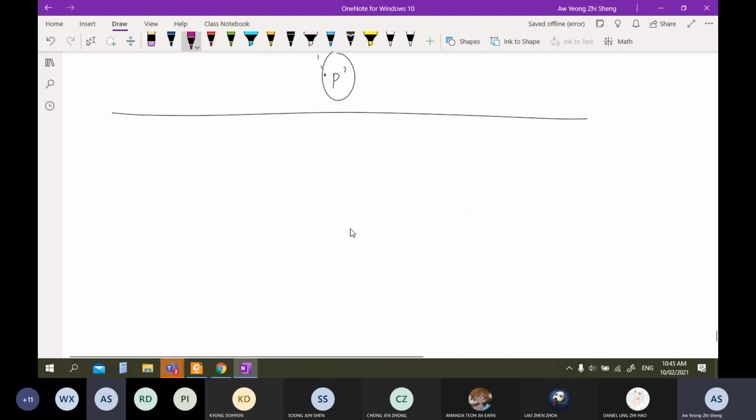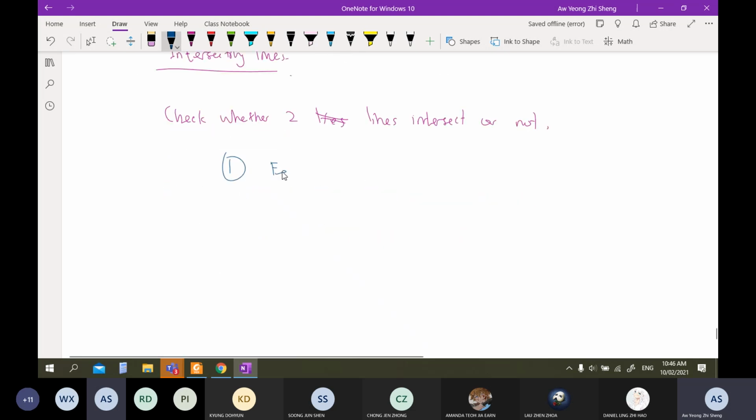Then we also learn about line and line, the interaction between two lines. The first thing is about intersecting lines, where you have to know how to check whether two lines intersect or not. This is again a four-step procedure. First step, equate the two lines, equate L1 and L2. Then form three equations.